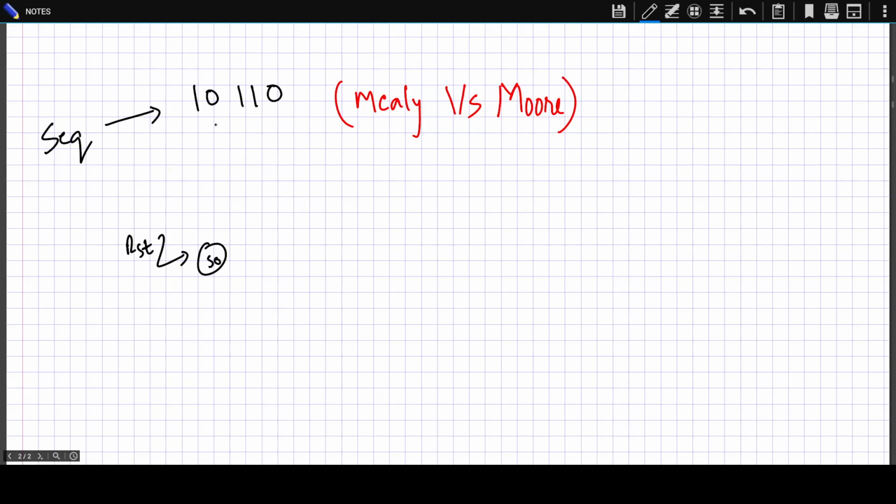Now we are detecting the sequence 10110. I'll write it: 10110. Because it is waiting for inputs, if I get a 0 at the starting, it doesn't matter. It would only matter if I get a 1, and only then should it proceed to the next state. As long as I am getting a 0 at the starting state, S naught, I don't care however many zeros I get.